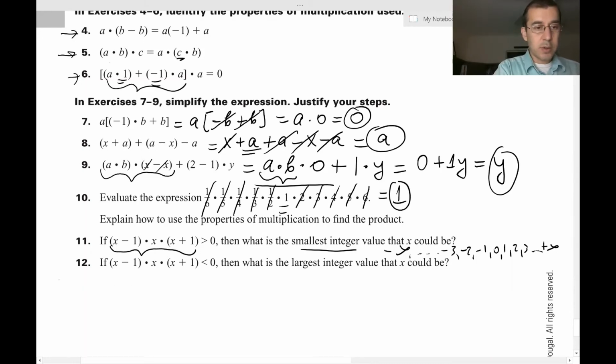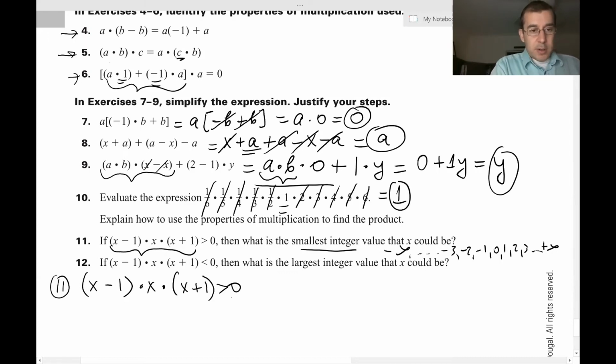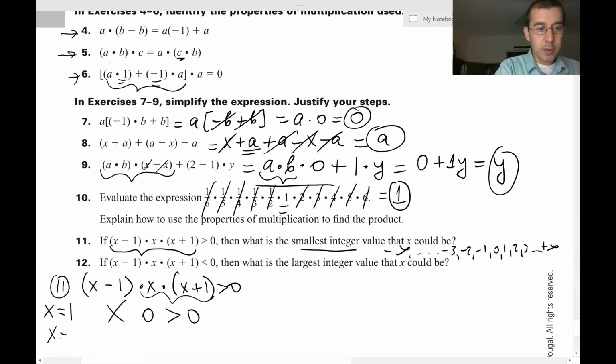So what is the smallest integer that this is greater than 0? So let's do it here. We have x minus 1 times x plus 1 is greater than 0. So if x is 1, we have here 1 minus 1, that's 0. And we know that any number times 0 is 0. And we end up with 0 is greater than 0. That's not true. Okay.